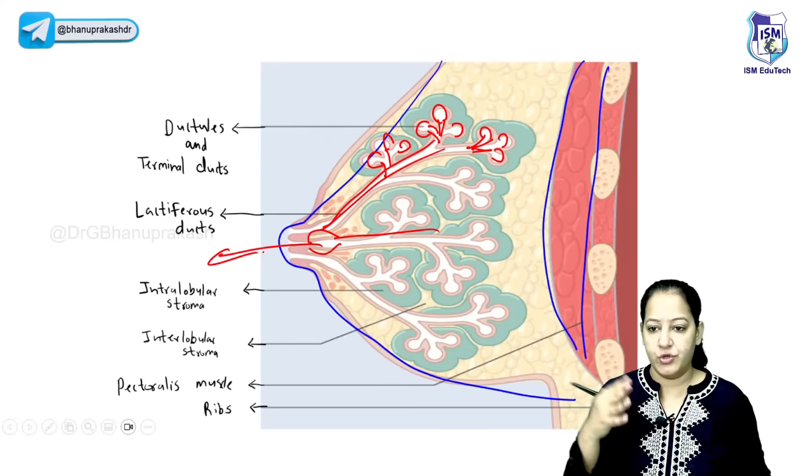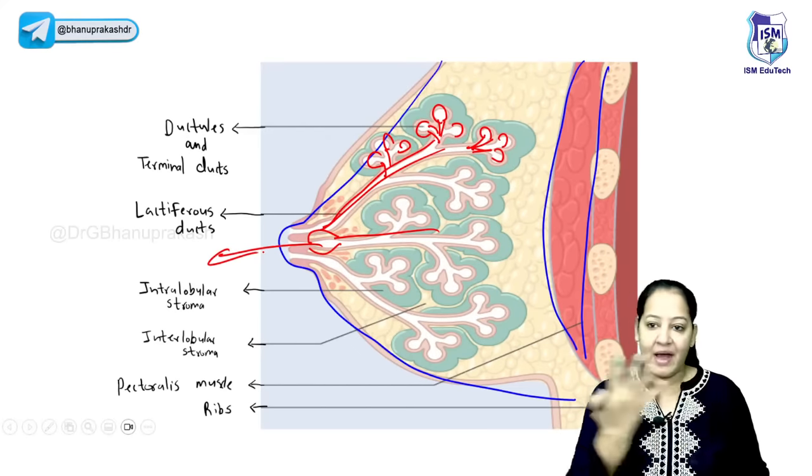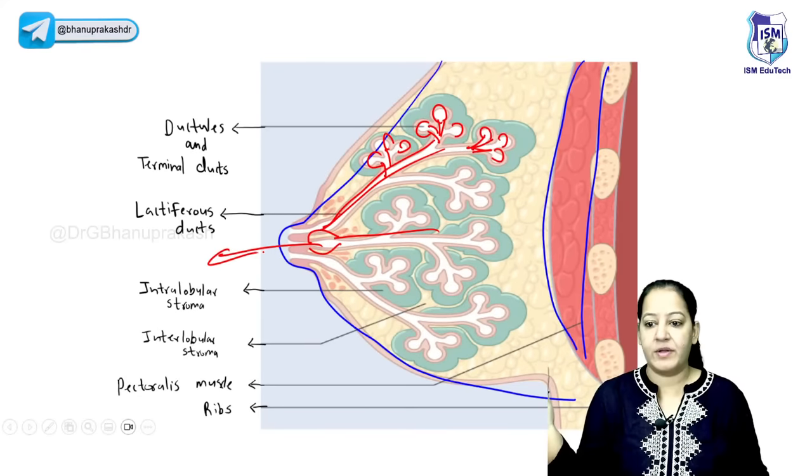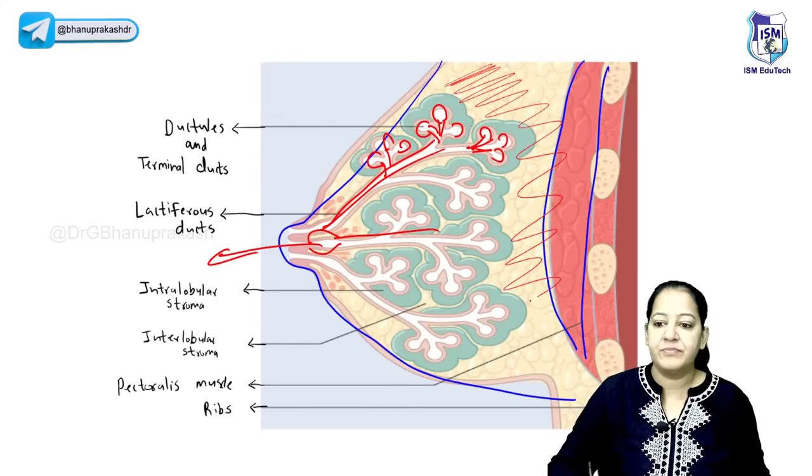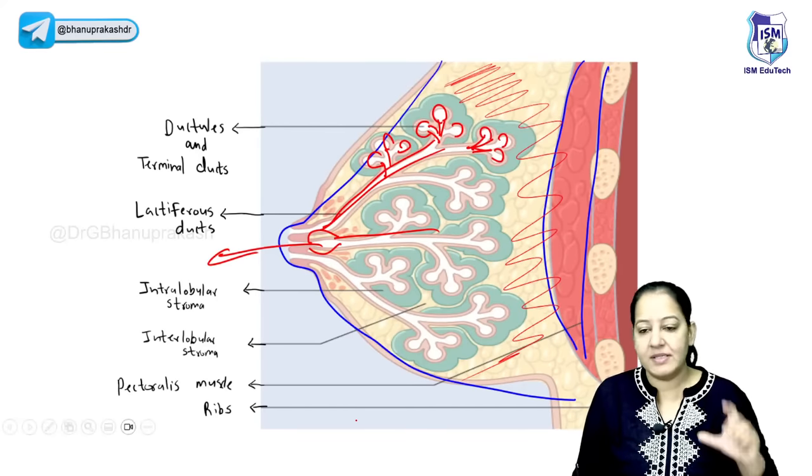So same diagram shown to you. Now you can see the background. The background is the stroma. You got my point? Can you see the yellow colored background? I want you to appreciate this. This is stroma. This is complete stroma.